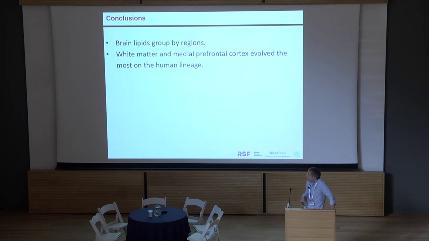So this is what we got so far: brain lipids grouped by regions, which is not surprising, but white matter and medial prefrontal cortex evolve the most on the human lineage. So this is clear from the lipid perspective, because it's a pretty comprehensive brain map. Why, I don't know. And very last, it's a very short thing.